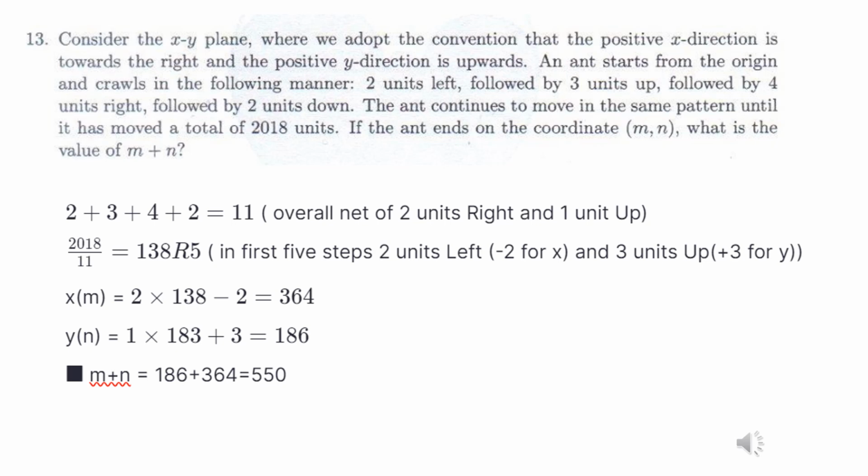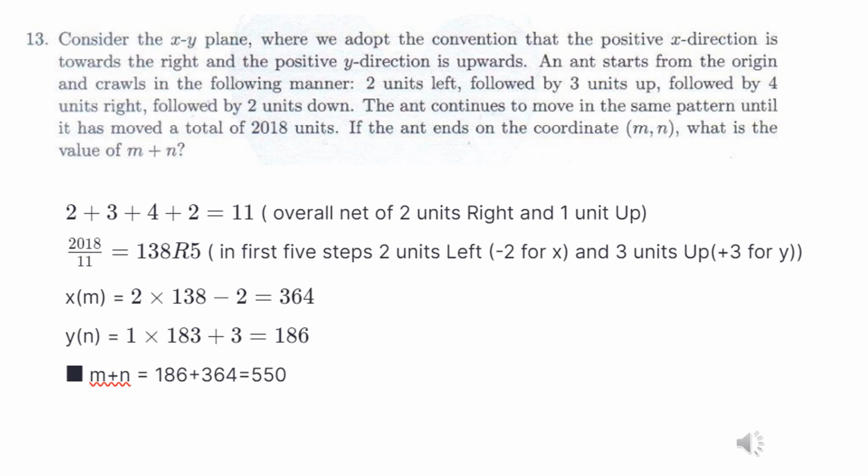So how many cycles of these 11 steps is the ant going to take by the time it reaches its 2018th step? Well, it's 183 plus remainder 5. What is remainder 5? Well, it just means that the ant moves 5 more units. So it just moves 2 units left, which is the negative 2x direction, and 3 up, so the positive 3y direction.